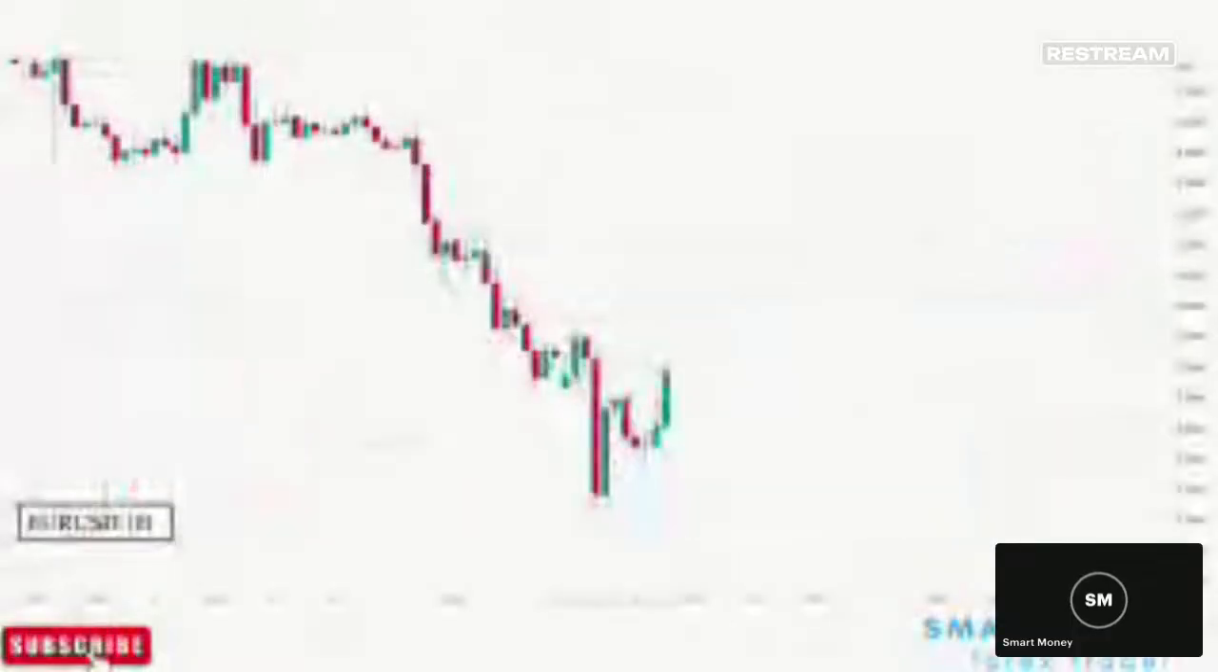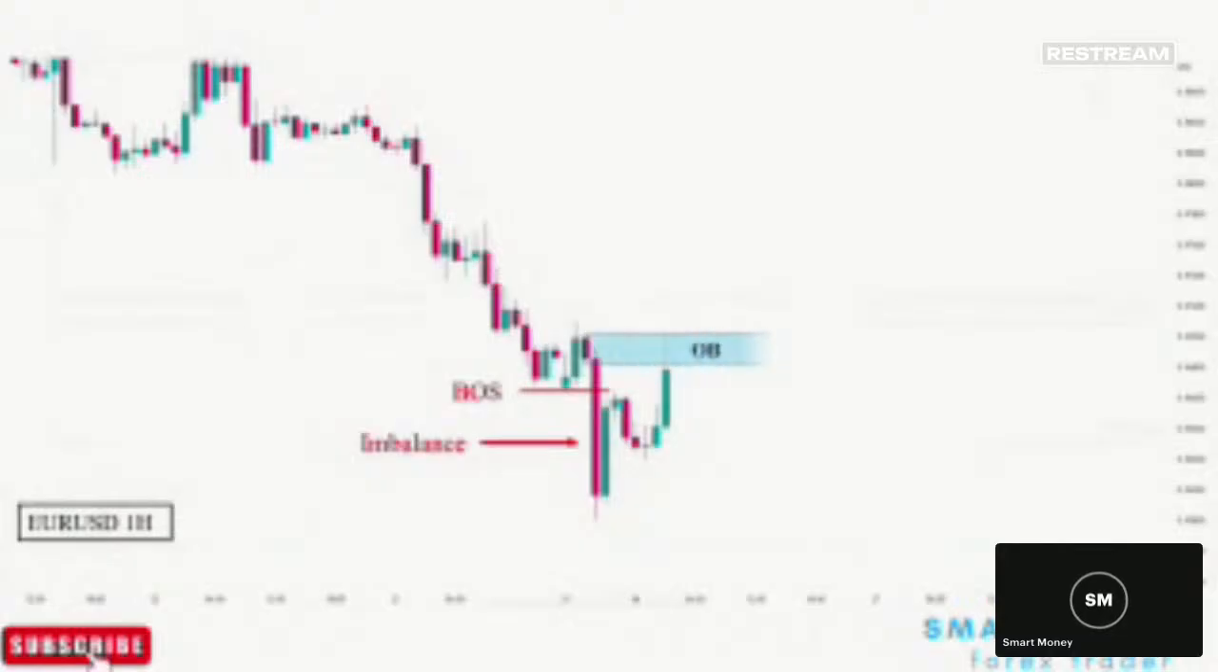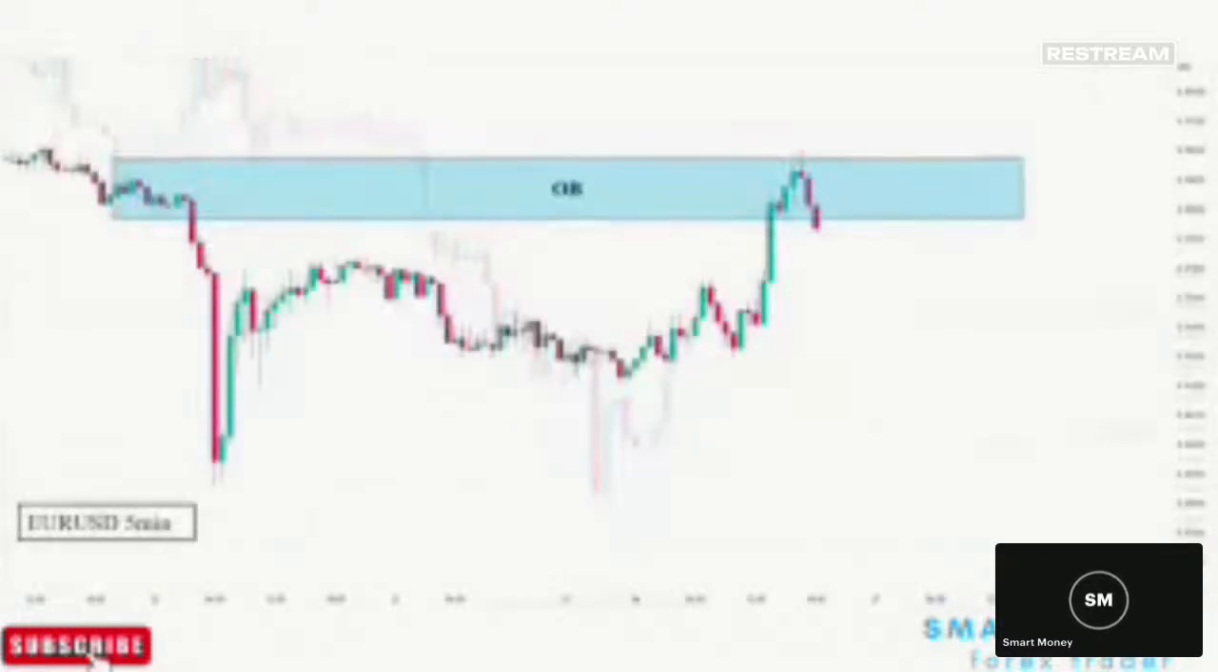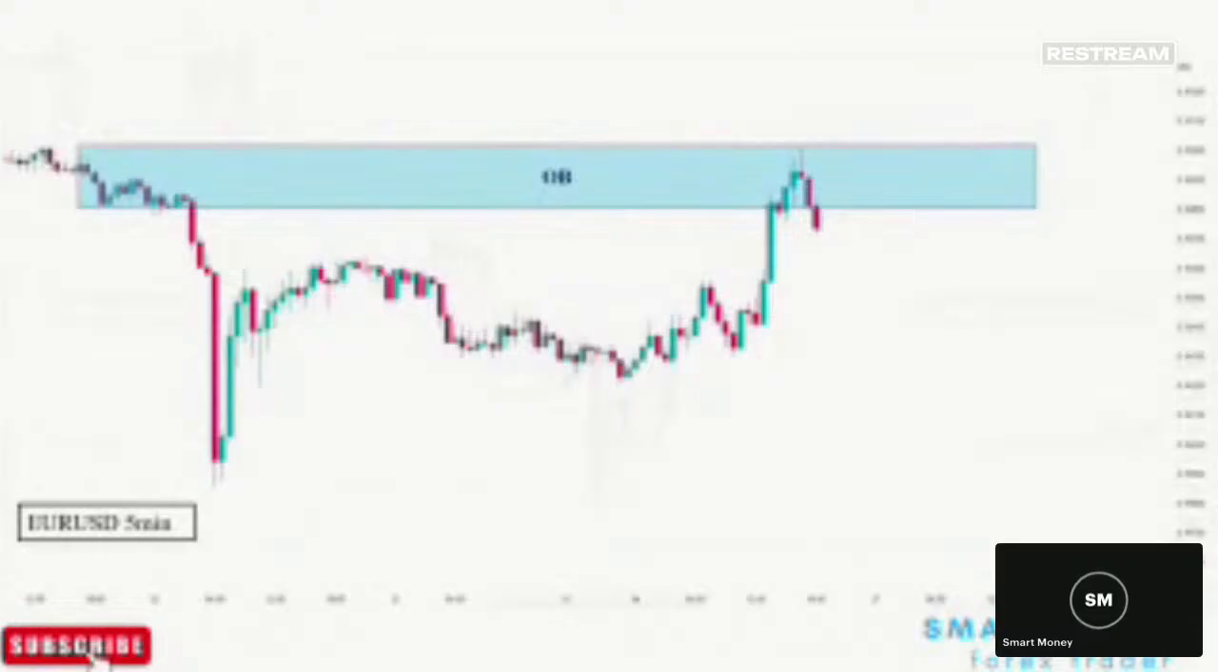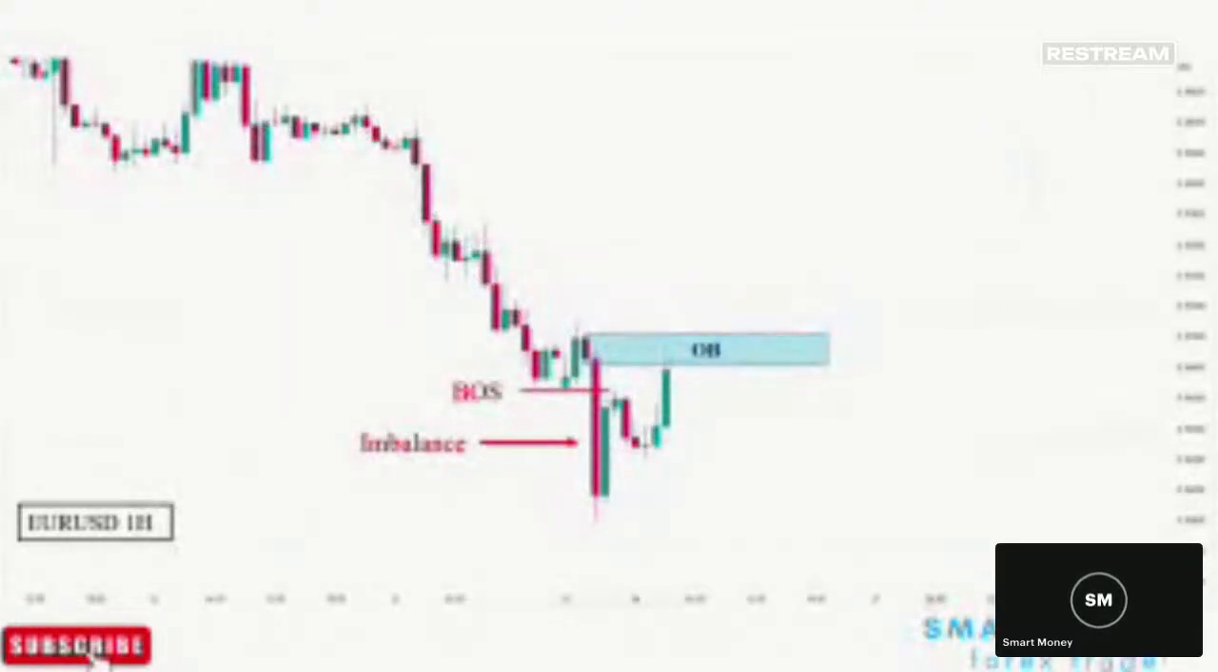Let us look at the euro-dollar 1 hour time frame. Here we can immediately notice this impulsive move to the downside with imbalance and break of structure. So we draw our order block. Now that the price has reached this level, let's zoom in to the 5 minutes time frame and look for entries.